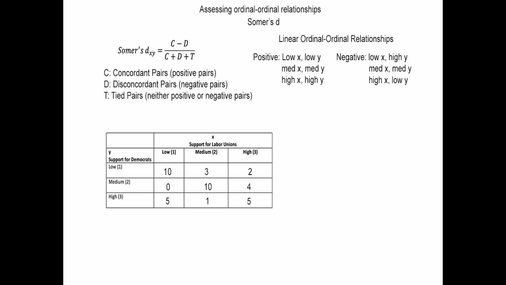Now that we've taken a look at a perfect positive relationship and a perfect negative relationship, let's calculate Somers' D for the crosstab I presented.